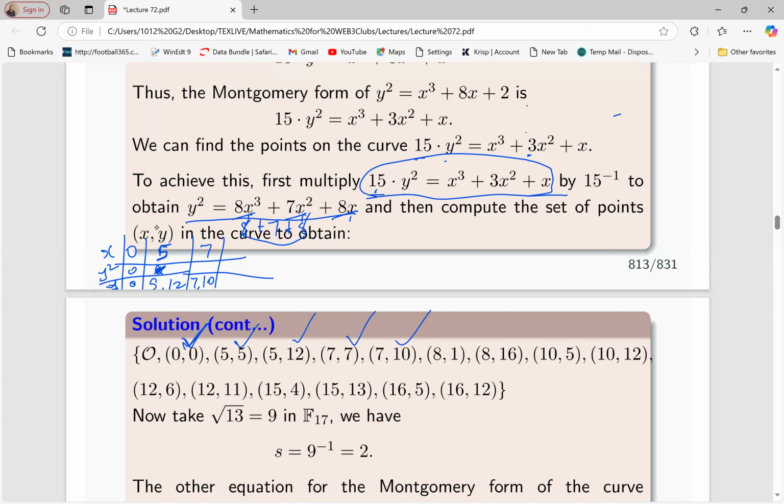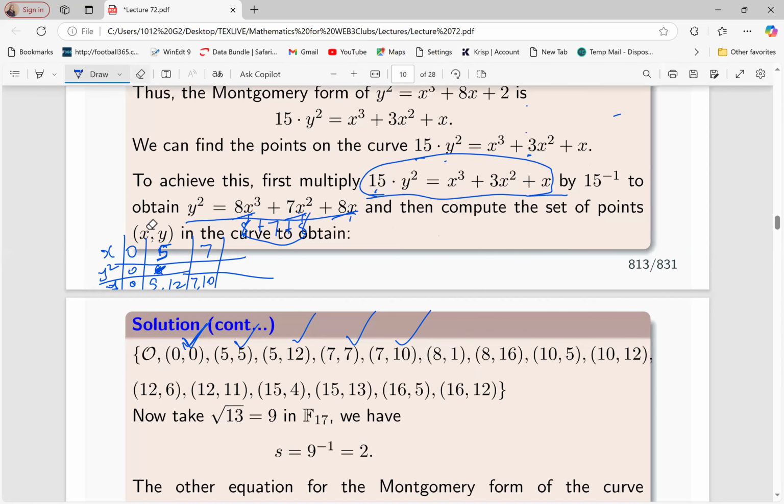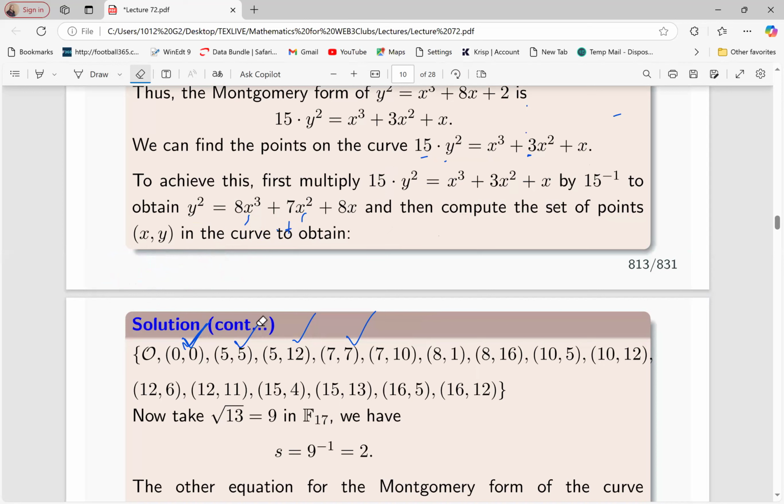So you're doing it by trial, of course. Again, the code will just be doing that. I'll show you how the code does it. I've already said that every Weierstrass equation that can be converted to Montgomery would have two Montgomery equations.